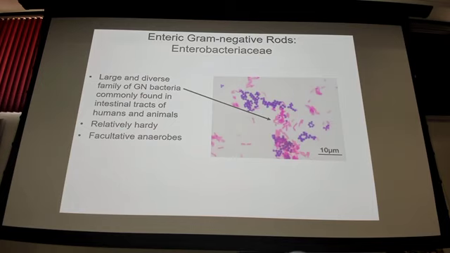Because they're gram-negatives, they have that outer membrane, which helps them be a little bit more resistant to that trip down through the GI tract. They have to survive stomach acids, etc. So they do tend to be relatively hardy.